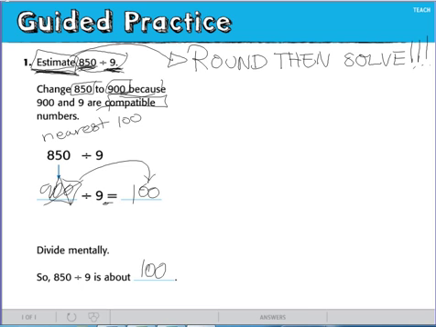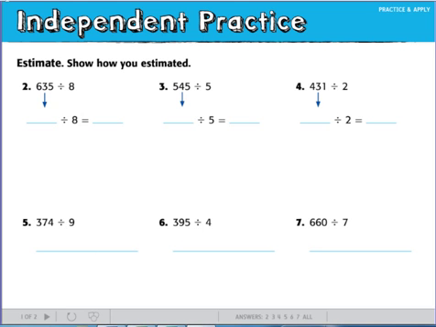Round, then solve. Okay. You're going to have to show how you estimated. So you're rounding, okay? Your compatible numbers, it's kind of important. So make sure that you show it on your homework, okay? I'll go with the first one with you.